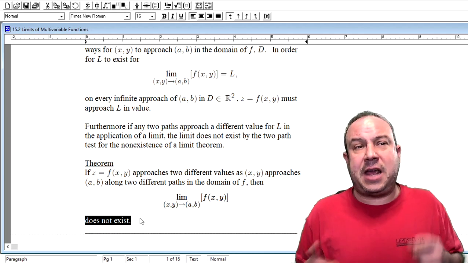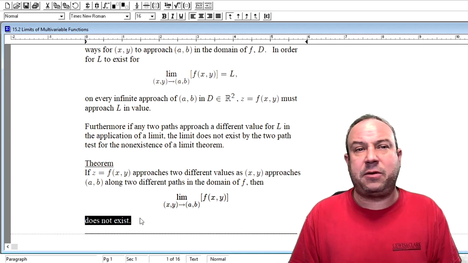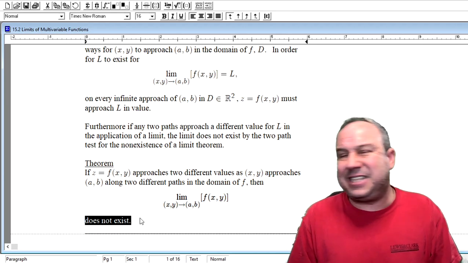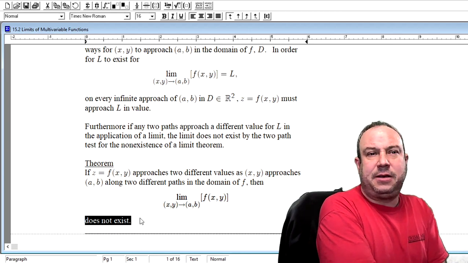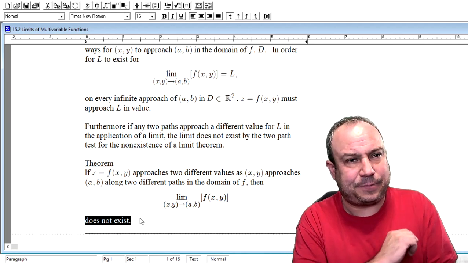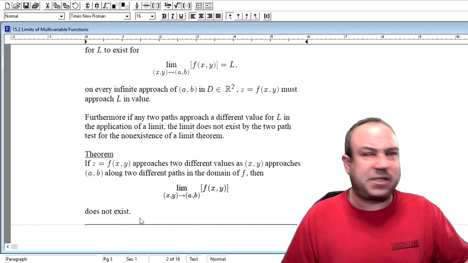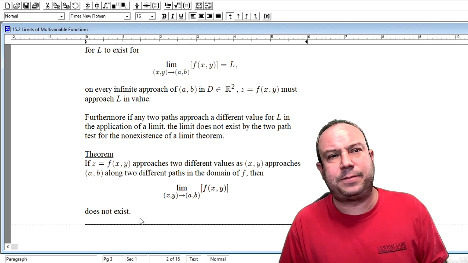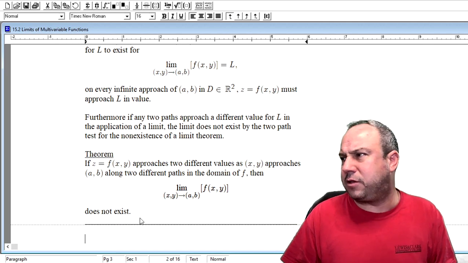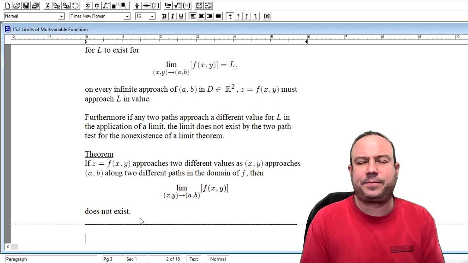If you can show that any two approaches of that coordinate a comma b within the domain of f give you different values as the value of the limit, you can say that that limit does not exist. All right? This is how we prove non-existence, folks. We have to show that there are two paths that give us different values for the limit.